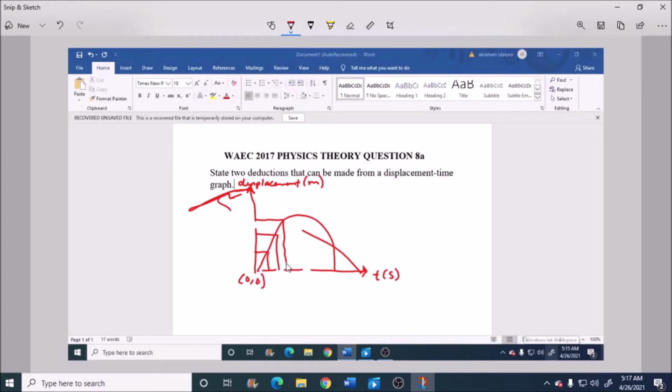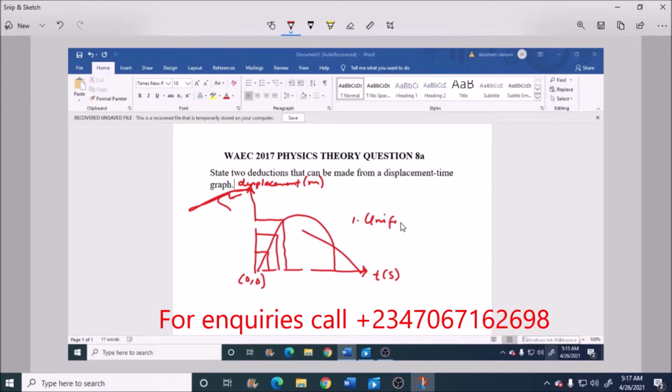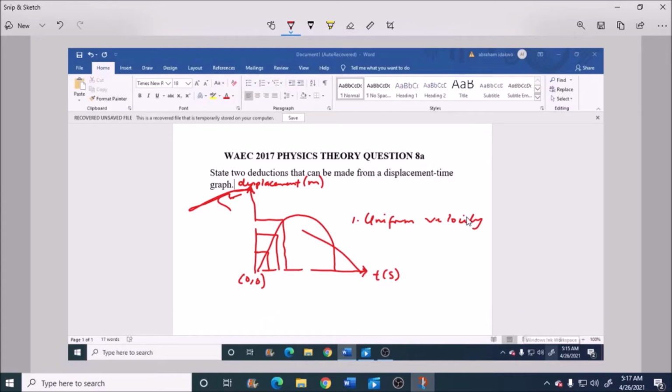Now we can have this, and so on. Now the first deduction we can make from this graph is that there's uniform velocity. Number two, there's instantaneous velocity. And lastly, that we can deduce from the graph, there is initial displacement.